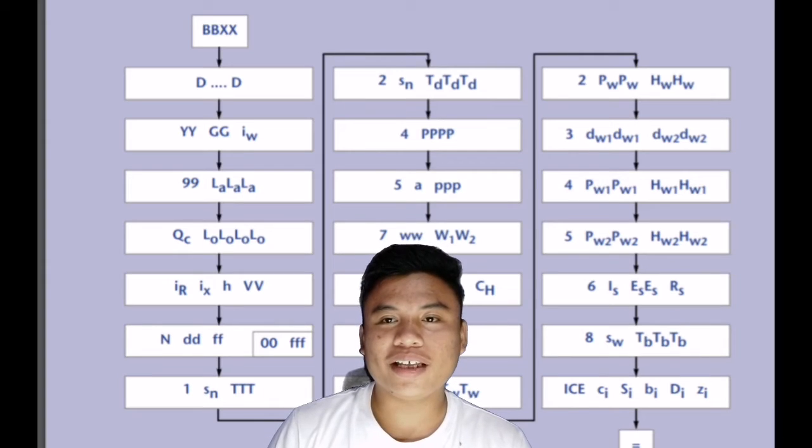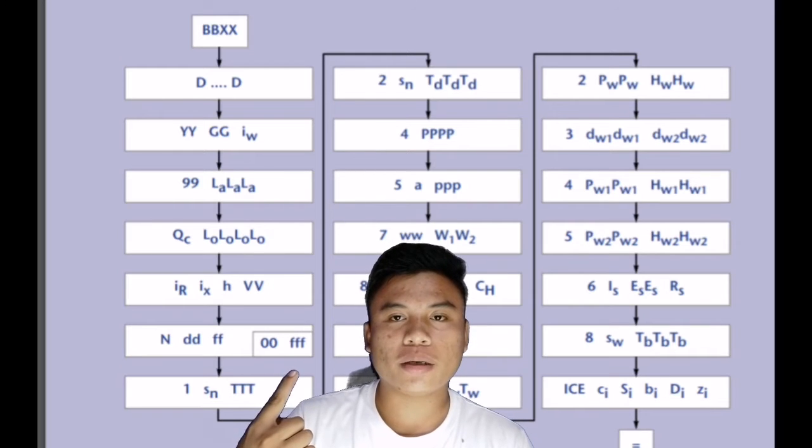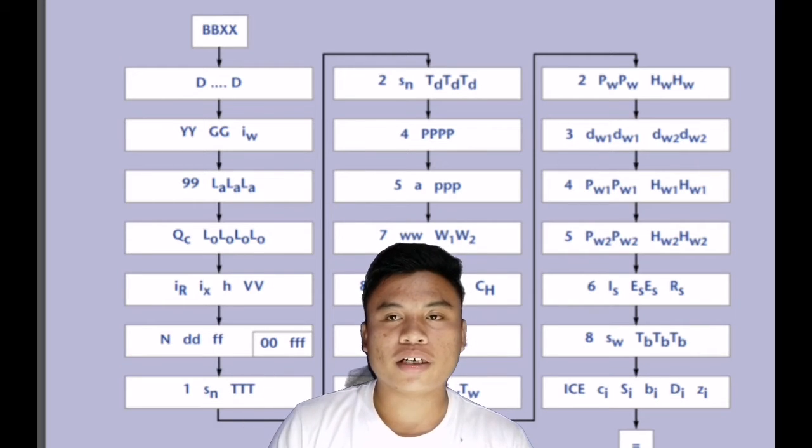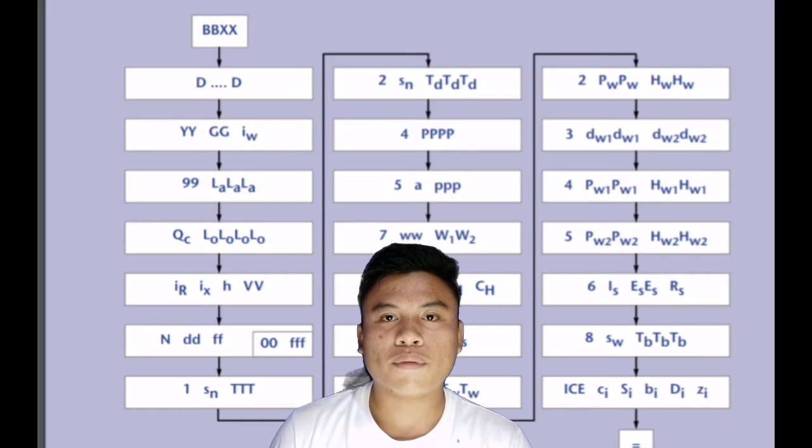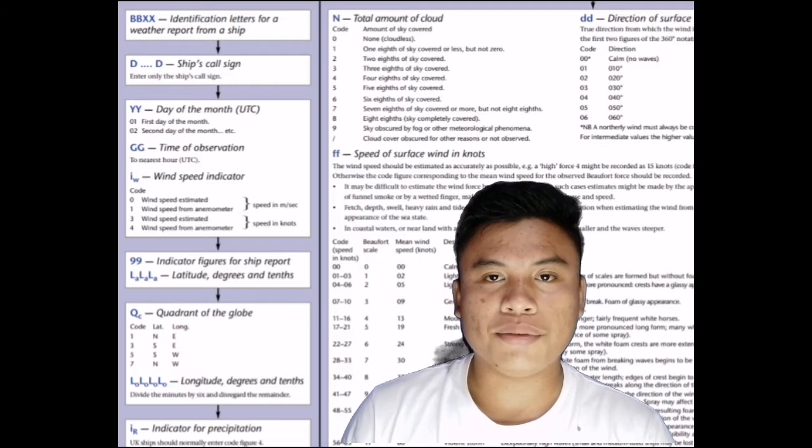Next will be the coding and decoding of meteorological features. As you can see here behind my back are the parts of how to decode the meteorological features. First, we go to the BBXX, which is the identification letter for a weather report from a ship. Next is DD, a ship's call sign.